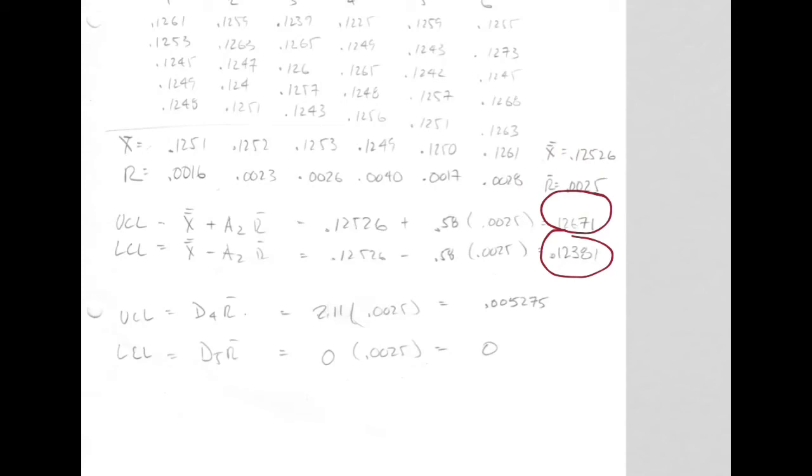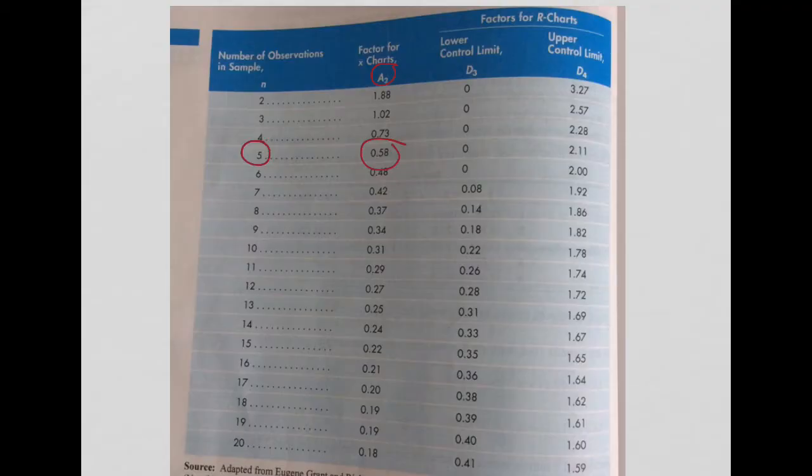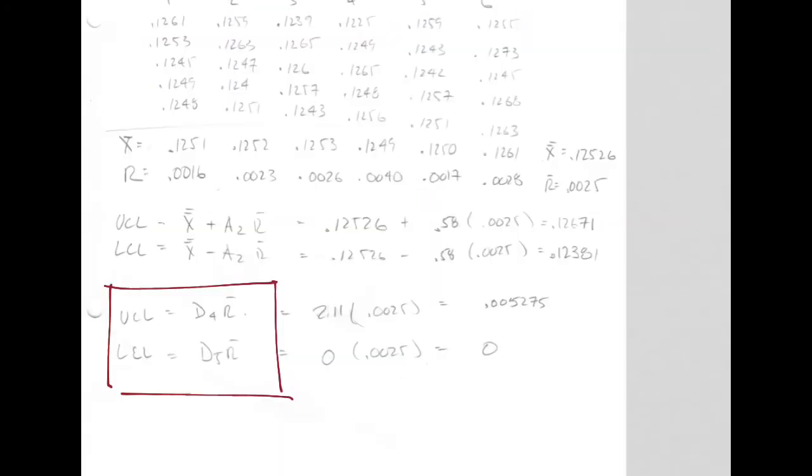Similarly, for the range chart, here are the formulas for the upper control limit and the lower control limit for the range. And if we go back to our chart here, let's take a look at that. Okay, in this case, for a sample size of 5, the upper control limit factor is 2.11, the lower control limit factor is 0. So that's how we get our values. And then we can move back here.